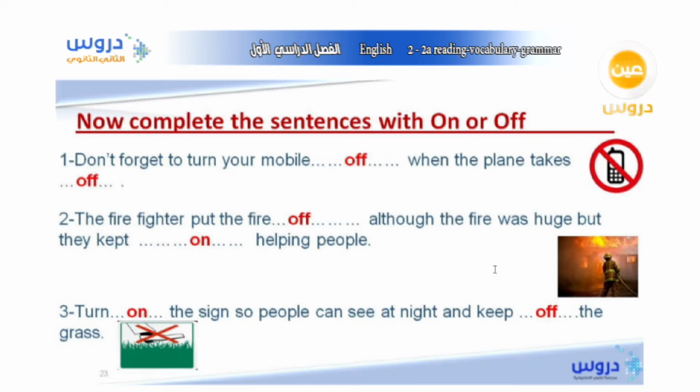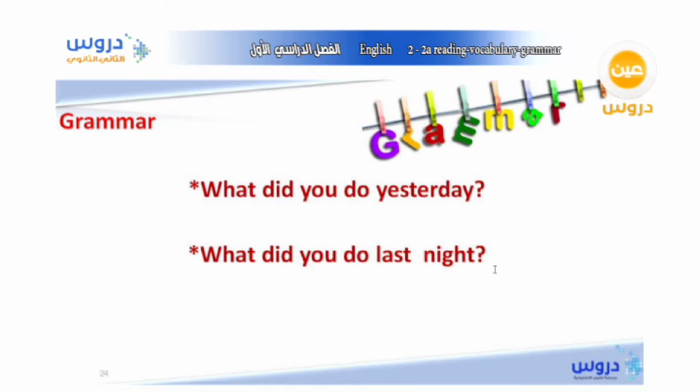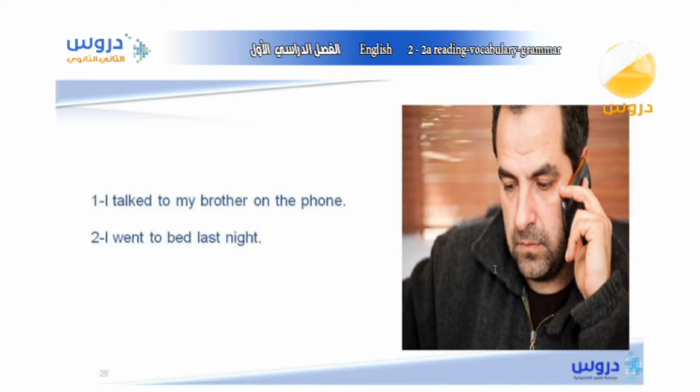Alright? So if you have any questions, you can ask. What did you do yesterday? What did you do last night? Okay, we are going to use the past tense or the present tense. If someone asks you the same question, what did you do yesterday? Okay, I talked to my brother on the phone. I went to bed last night.